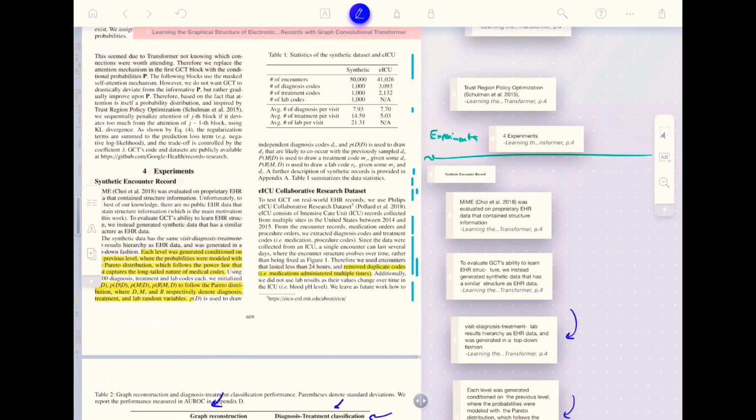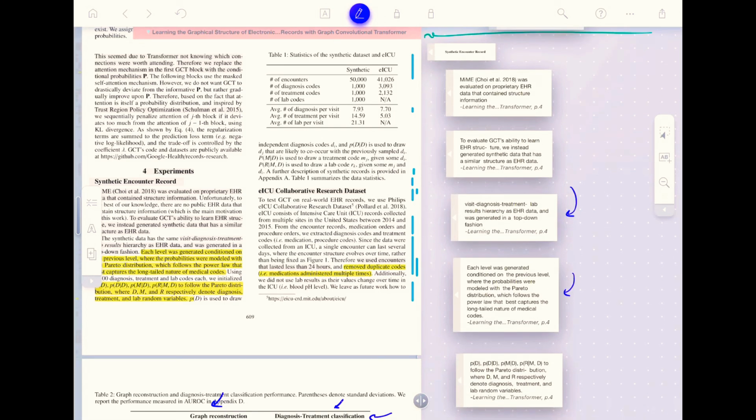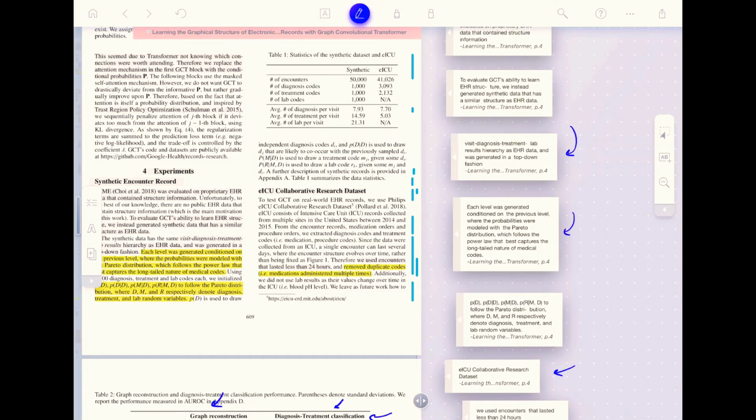So they have this synthetic dataset that they created, because in the publicly available EHR datasets there's no structure, so they wanted to understand what happens if we do know the structure, and they basically create their own pseudo EHR dataset. Each level was generated conditioned on the previous level in a top-down approach, modeled with the Pareto distribution, and followed the power law that best captures the long-tailed nature of medical codes.